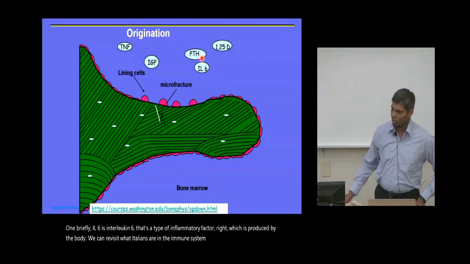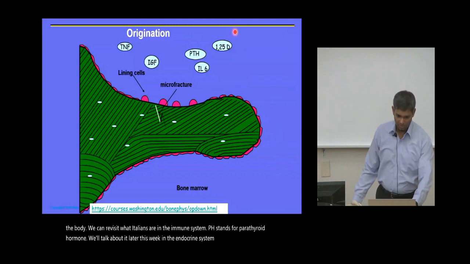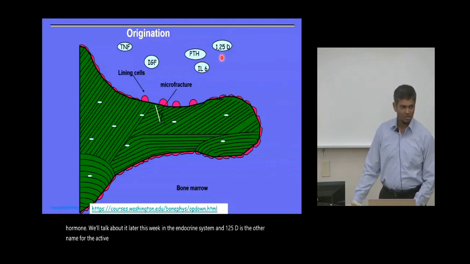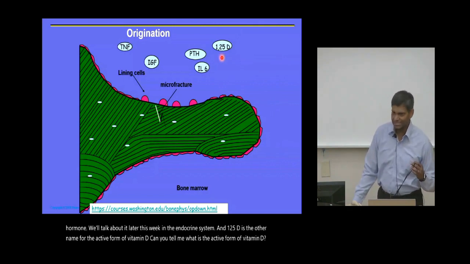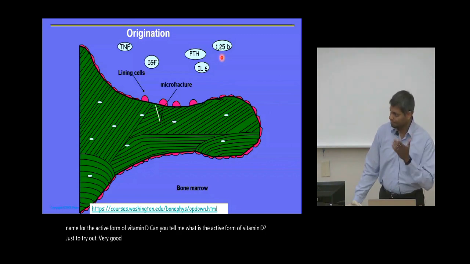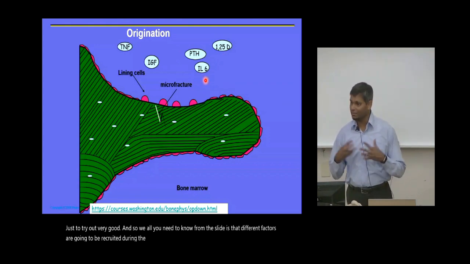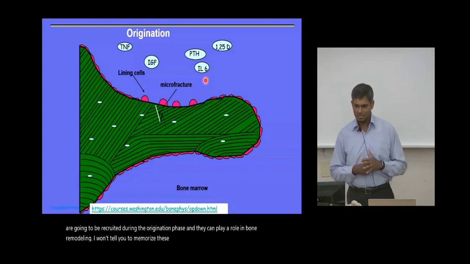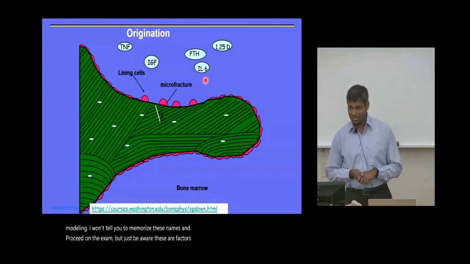PTH stands for parathyroid hormone. We'll talk about it later this week in the endocrine system. And 125D is the other name for the active form of vitamin D. Can you tell me what is the active form of vitamin D? Calcitriol. Yes, very good. And so all you need to know from this slide is that different factors are going to be recruited during the origination phase, and they can play a role in bone remodeling. I won't tell you to memorize these names and regurgitate it on the exam, but just be aware these are factors and names we will see in the future.